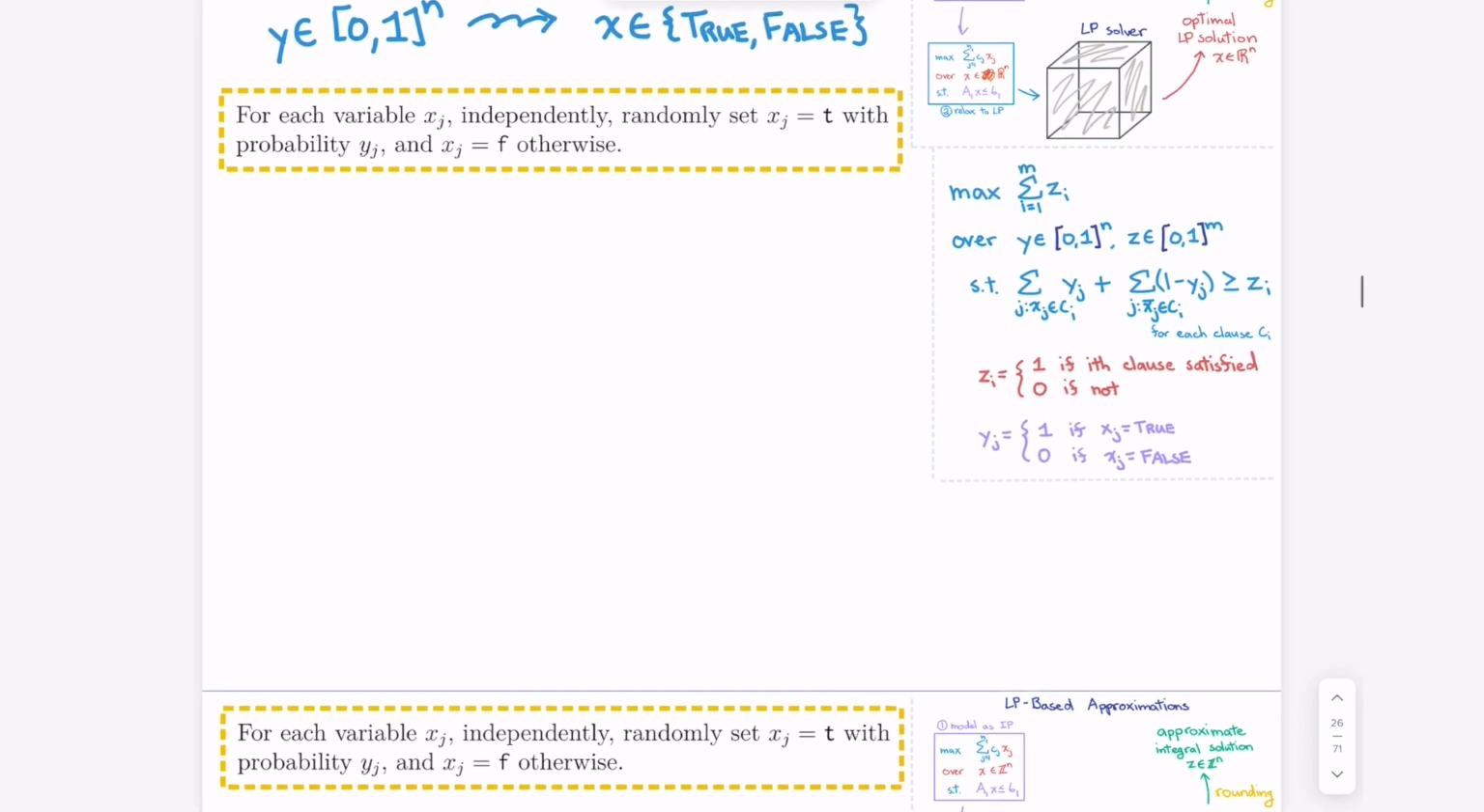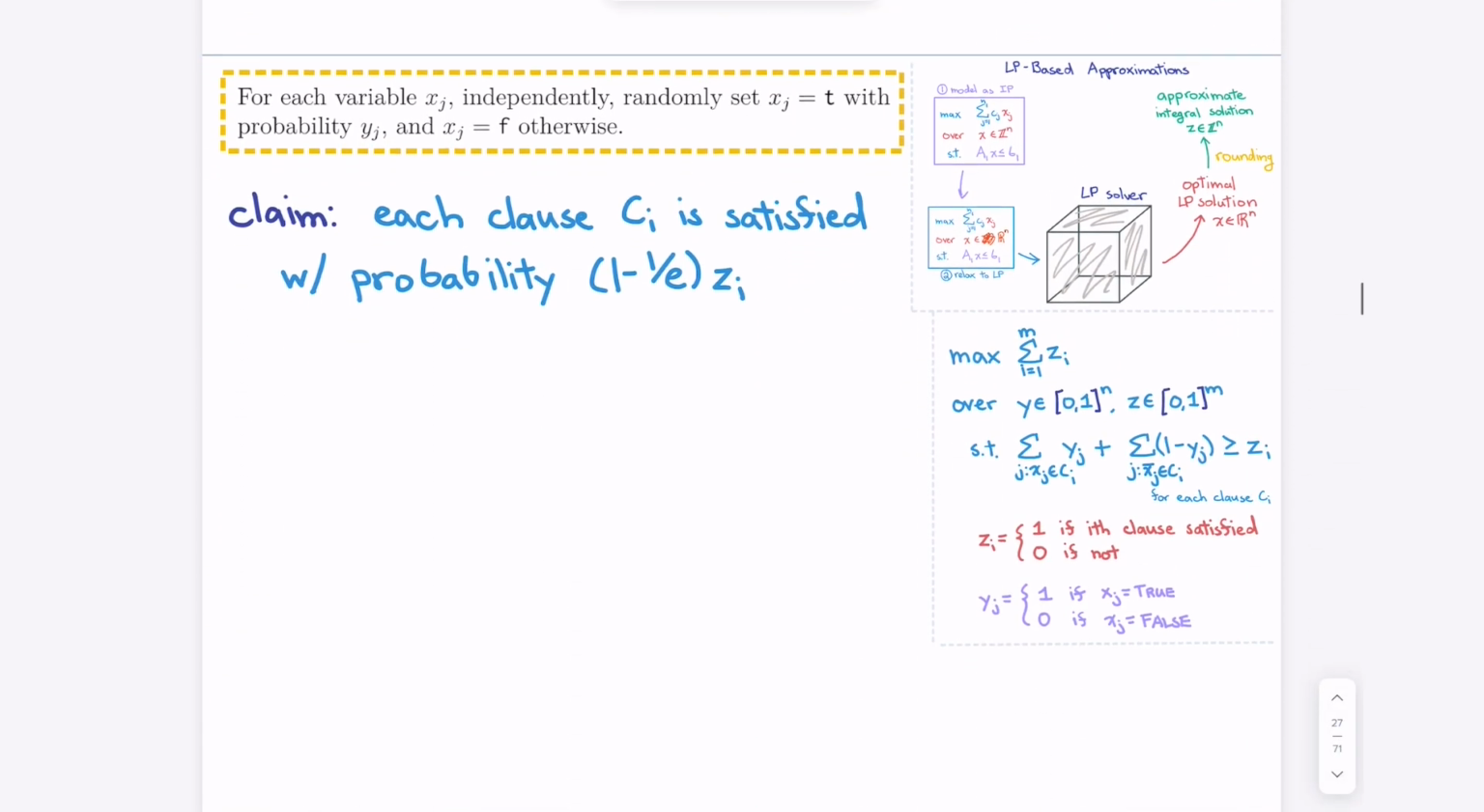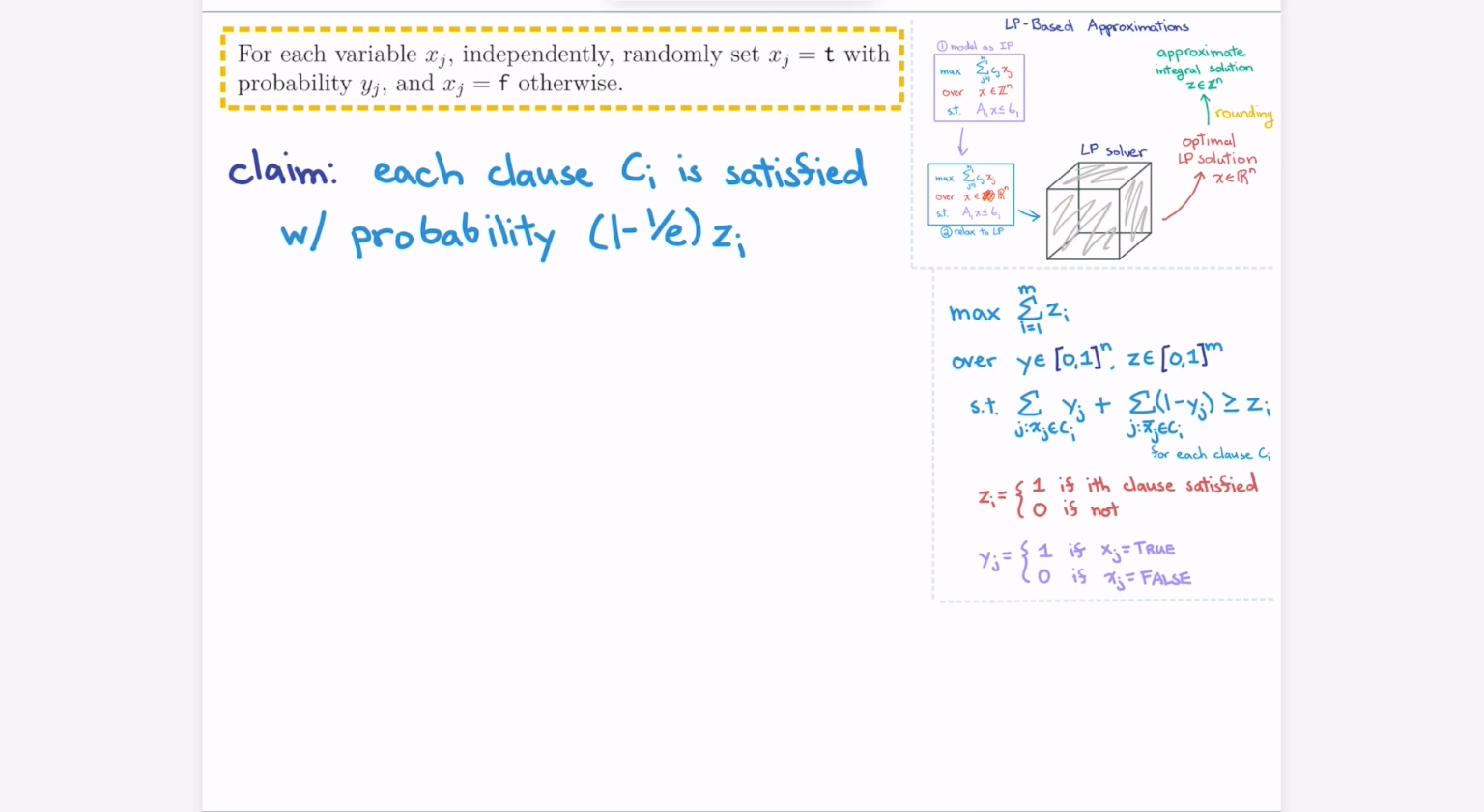So now we just need to analyze this thing. Here is the claim. For each of these clauses, we're going to satisfy the clause with some constant times zi. The LP might have said you satisfied this clause 0.66 or something. We won't quite get 0.66 points necessarily from this strategy, but we might get 1 minus 1 over e times 0.66. And that's what we want to show.